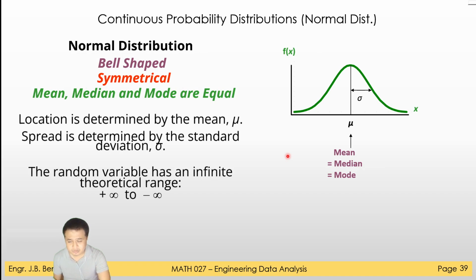Now, the location of your data, we'll discuss this later, but we can locate the data by the mean. Usually our mean is our reference. And another determination of location is also the standard deviation. So this is the property of your data. You have a mean, you have your standard deviation, and based on those two parameters, you can have some predictions regarding the probability of an event occurring.